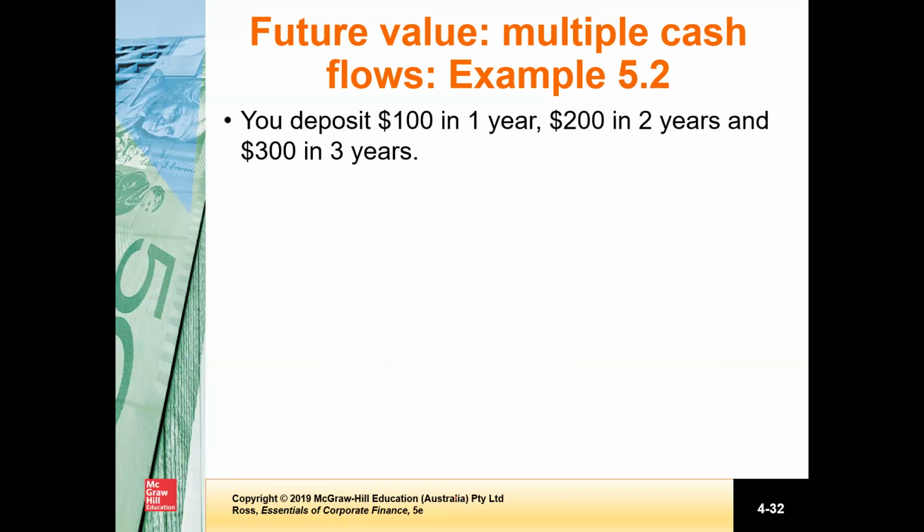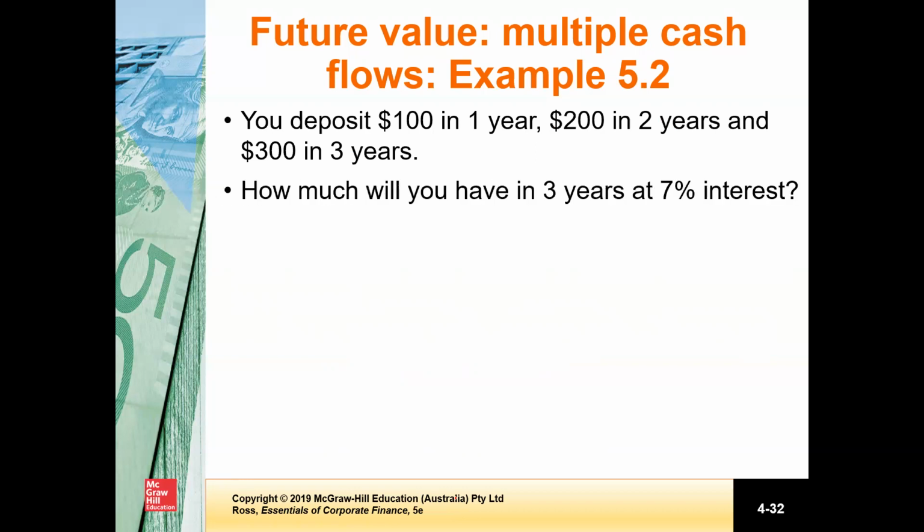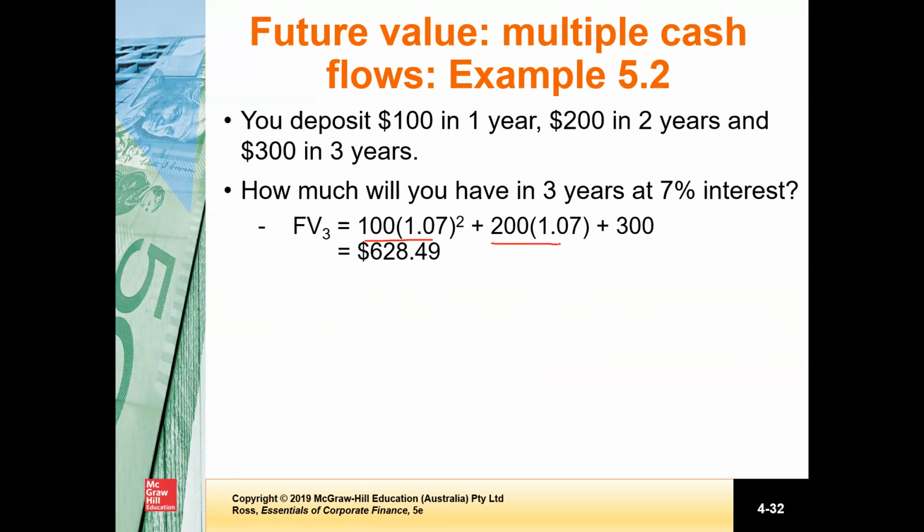Okay, a pretty similar example here. You deposit $100 in 1 year, $200 in 2 years, and $300 in 3 years. How much will you have in 3 years at 7% interest? Okay. So once again, you can see the future value: 100 grows at a rate of 7% for 2 years, 200 for 1 year, and 300.